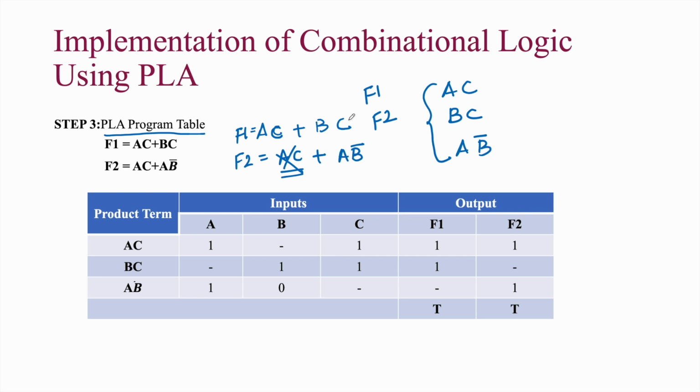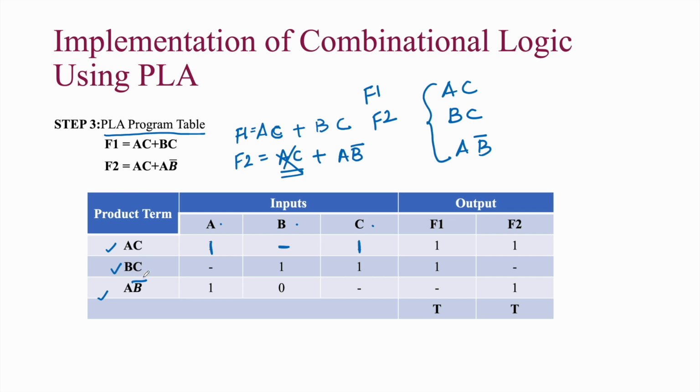Let us bring all these into the table: AC, BC and AB bar. We have got all these 3 terms into the table. These are product terms. Now, in order to convert this into a program table, we have to list the number of inputs. We have 3 inputs. What are all those inputs? It is A, B and C. So, in this particular product term, what are all the input terms we have? We have A, we don't have B, therefore put a hyphen. We have C, therefore we are marking with 1.